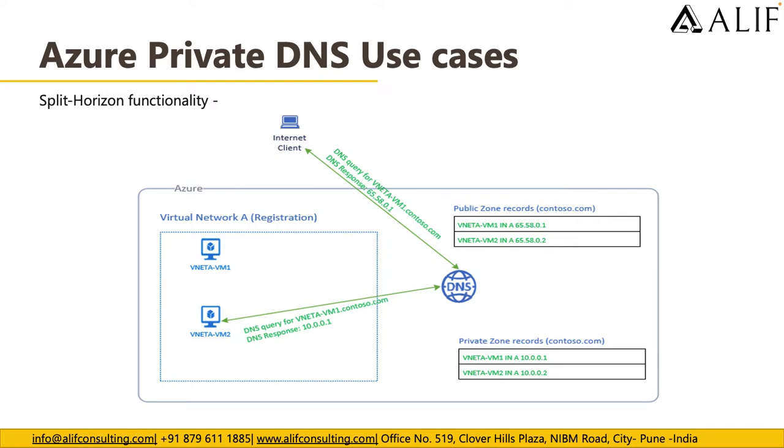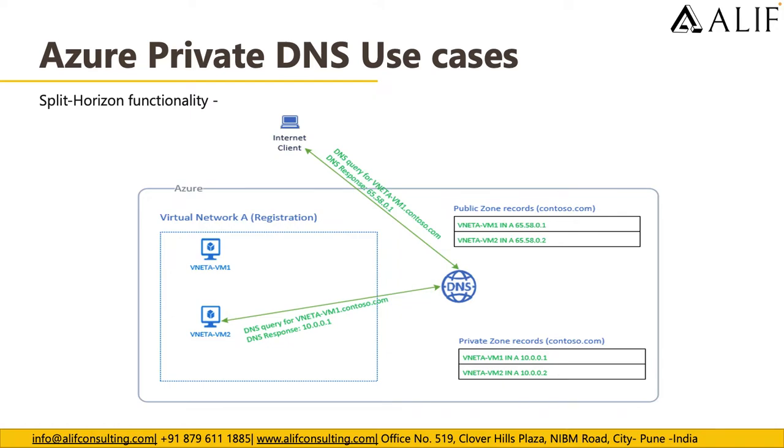Another is the split horizon functionality, which allows you to use Azure DNS with a combination of public and private zones. So in this case, what is going to happen? Let's say we have a VM with a public IP and a private IP, and for the internal and for the external request, we want to use the same DNS which we have created. We can take that advantage as well.